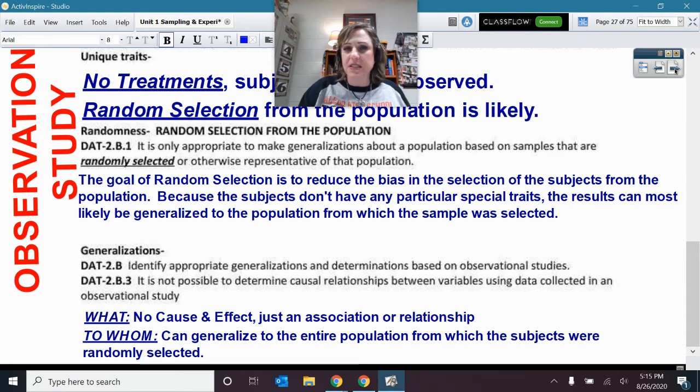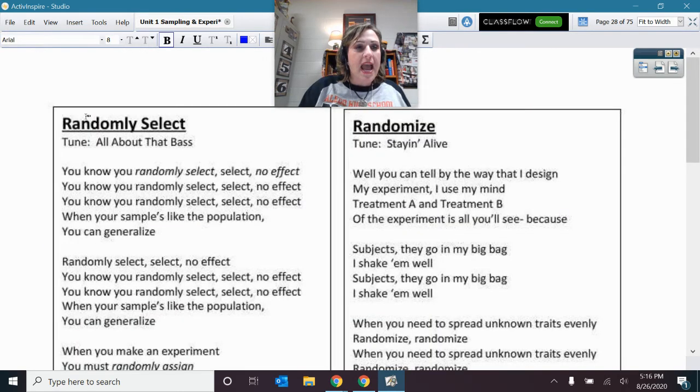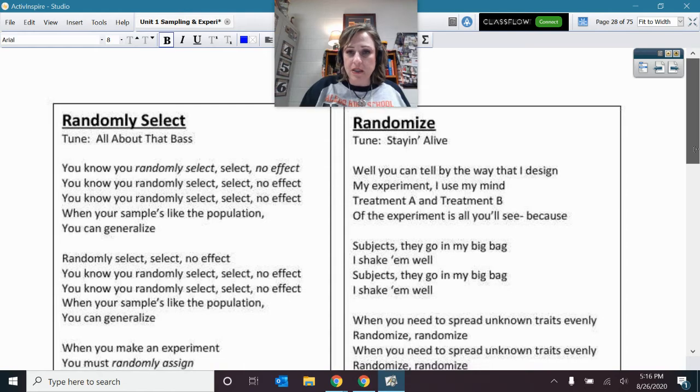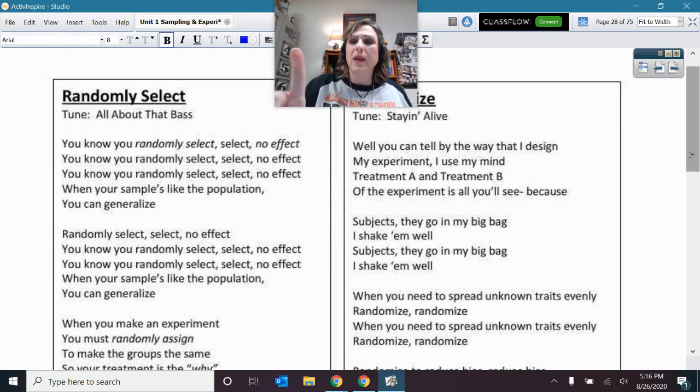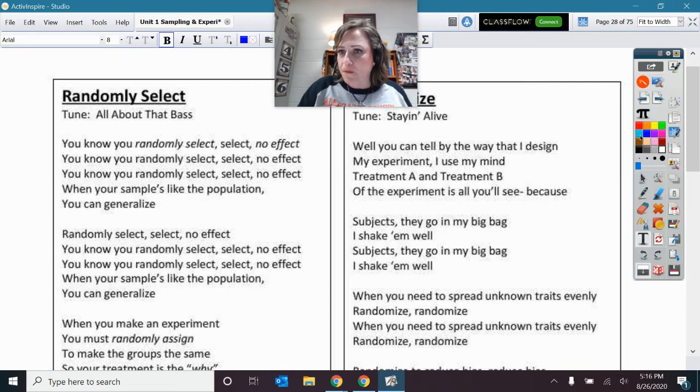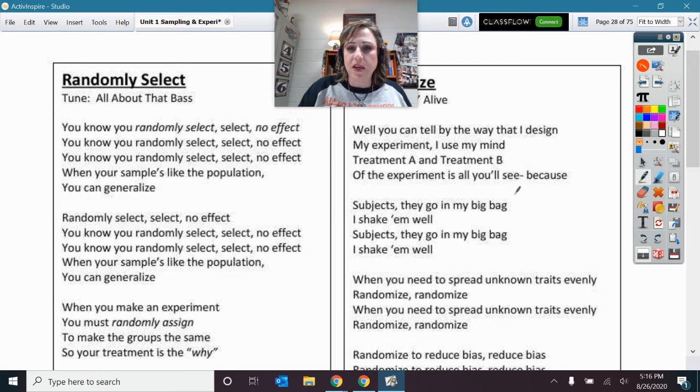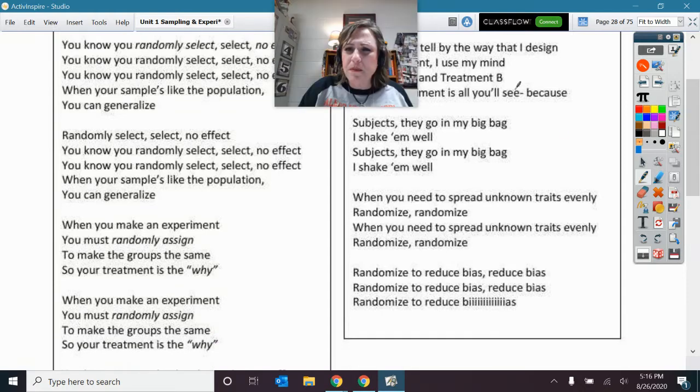Now, I think on the next page it does some more summary. I've got these two little songs here, and I'm not going to go through that. There's that randomized to reduce bias. Let's talk about that real quick. Our subjects go in the bag, and I shake them well. I'm going to shake my big bag. I shake them well.